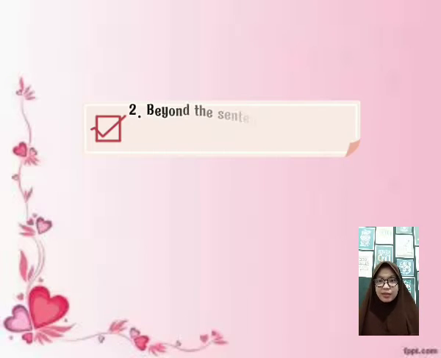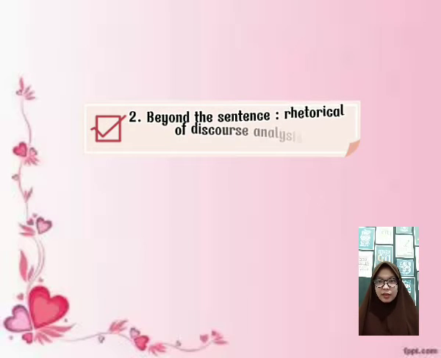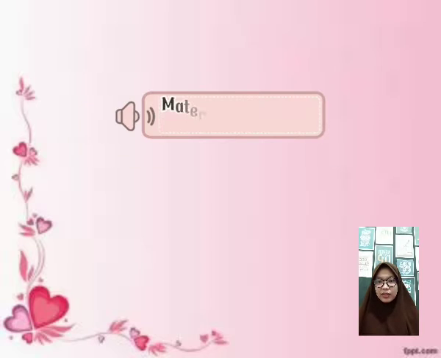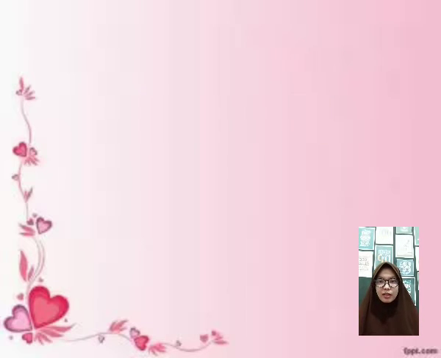The second, beyond the sentence, rhetorical or discourse analysis. If in the first phase ESP had focused on language at the sentence level, in this phase the development moved into the level above the sentence, so ESP became closely involved with the emerging field of discourse or rhetorical analysis.